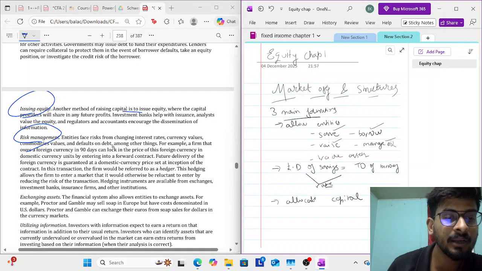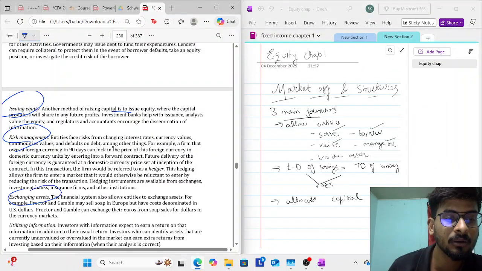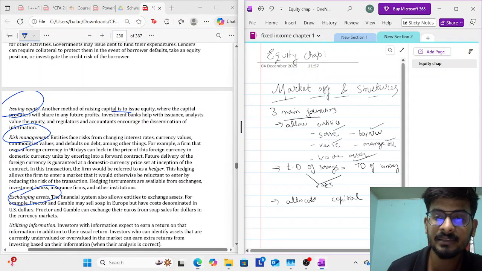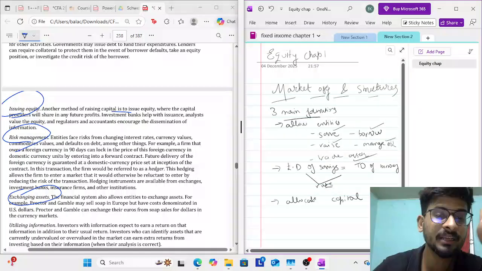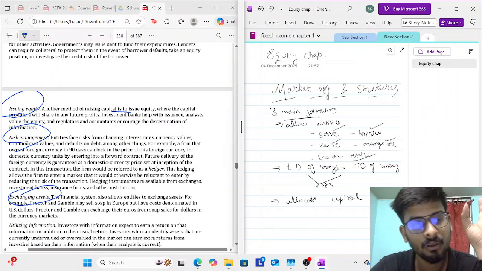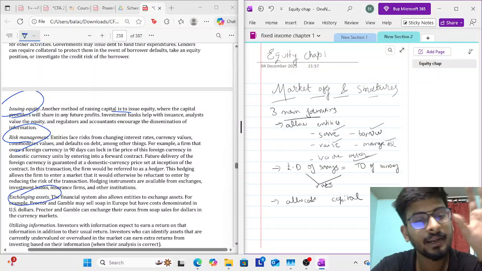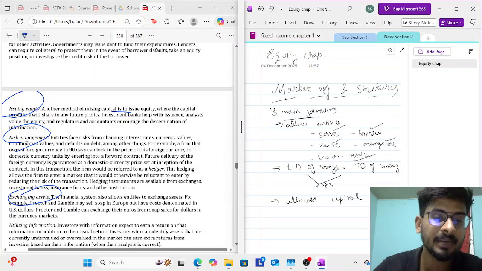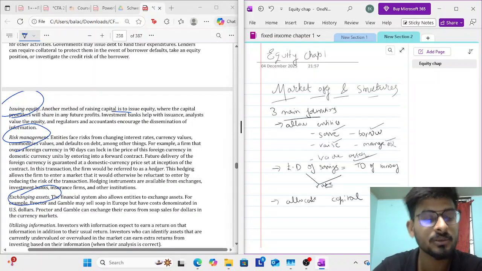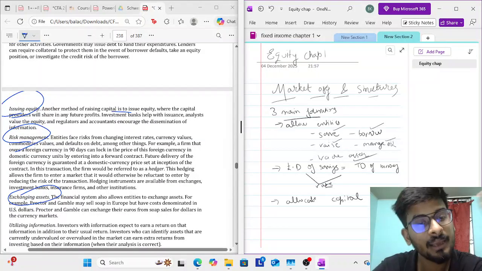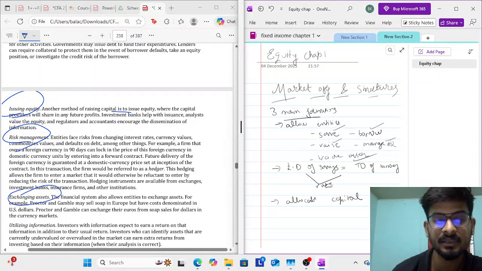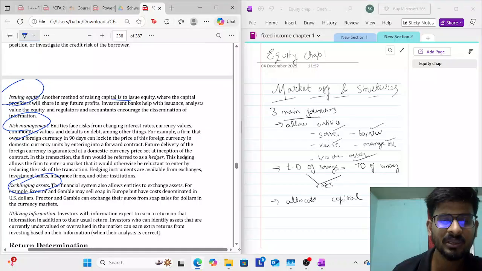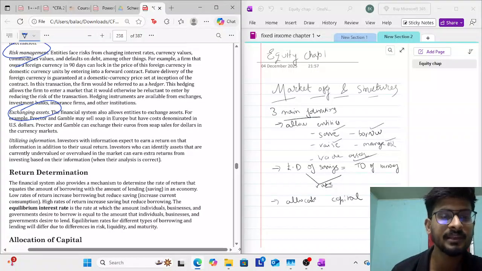Now we are moving on to exchanging assets, the last point of the function. See, trade asset, we told now. The financial system also allows entities to exchange assets. For example, Procter and Gamble may sell soap in Europe, which may have costs denominated in US dollars. Procter and Gamble can exchange their euros from soap sales for dollars in the currency market. So they are talking about exchanging assets.